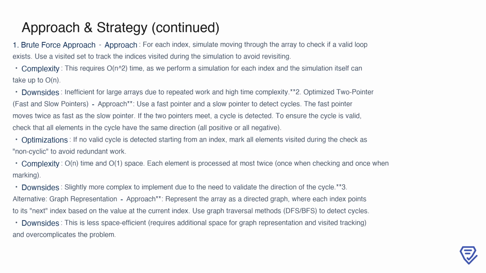Next, we have the optimized two-pointer approach, which involves using fast and slow pointers to detect cycles.